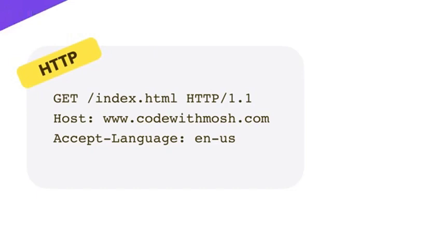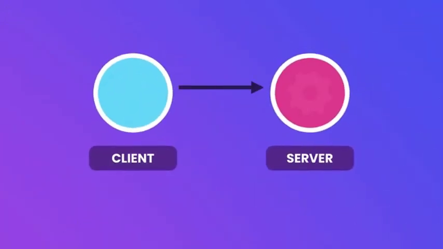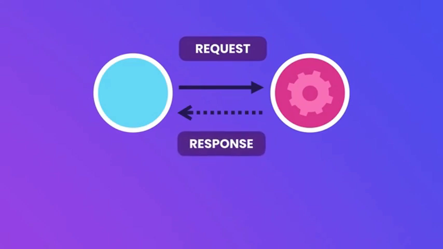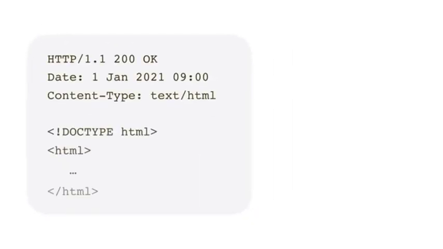So the server receives this message, it figures out what the client is asking, and then it will send a message back to the client. The first message is called an HTTP request, and the second message is called an HTTP response. Every data exchange using the HTTP protocol involves two messages, a request and a response. Now, what is in the response?